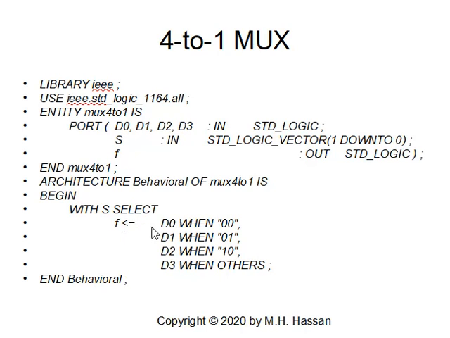F will be assigned D0 when the select line is 0, 0; D1 when 0, 1; D2 when 1, 0; and D3 when others. Very easy, in behavioral.